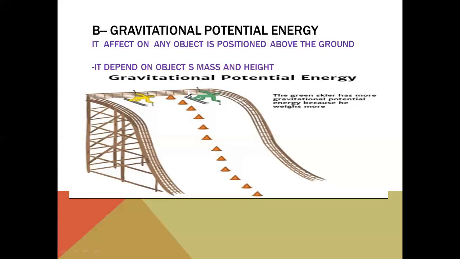You must check this figure. Check the persons, all the sportsmen, who have a change of potential energy, which is gravitational. There are two things involved. Number one, mass and height.